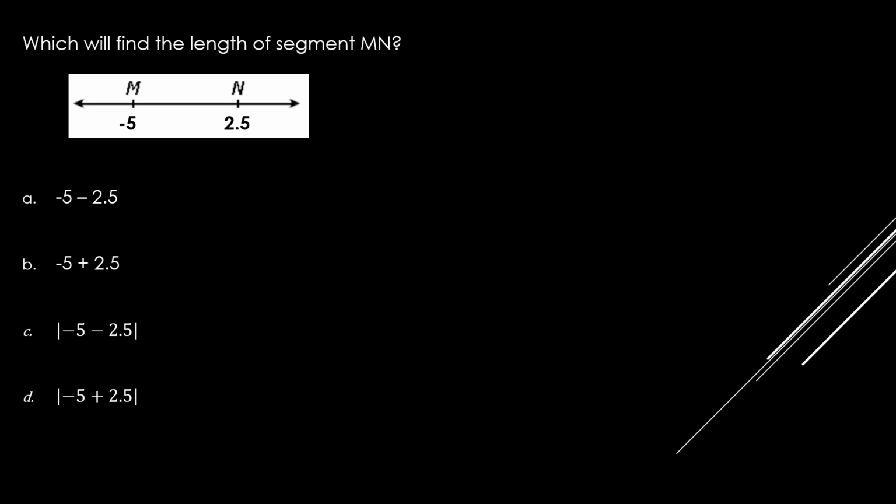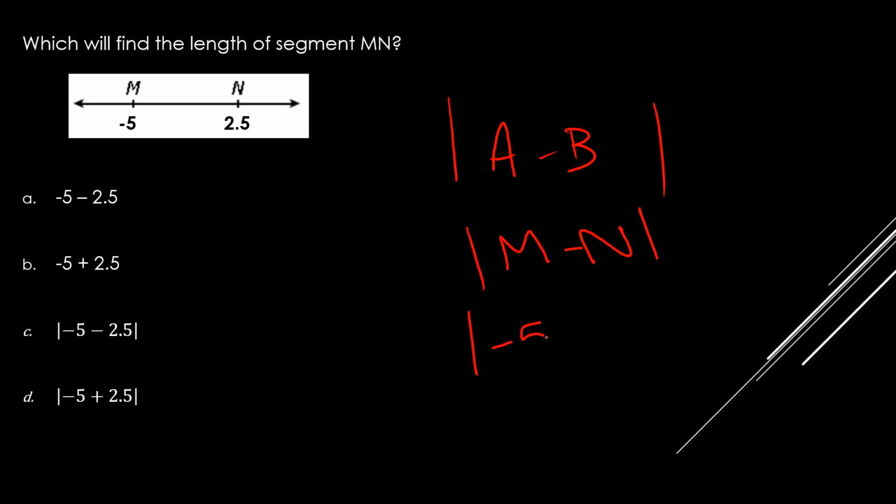Alright, next one. So we want to know which length finds the segment of MN. Okay, so remember that when you're finding distance, you always need to have your absolute value signs, and it is going to be A minus B, or in this case, it's going to be M minus N. Okay, so I'm going to have -5 minus 2.5. So -5 minus 2.5 in those absolute value signs. Don't forget those.